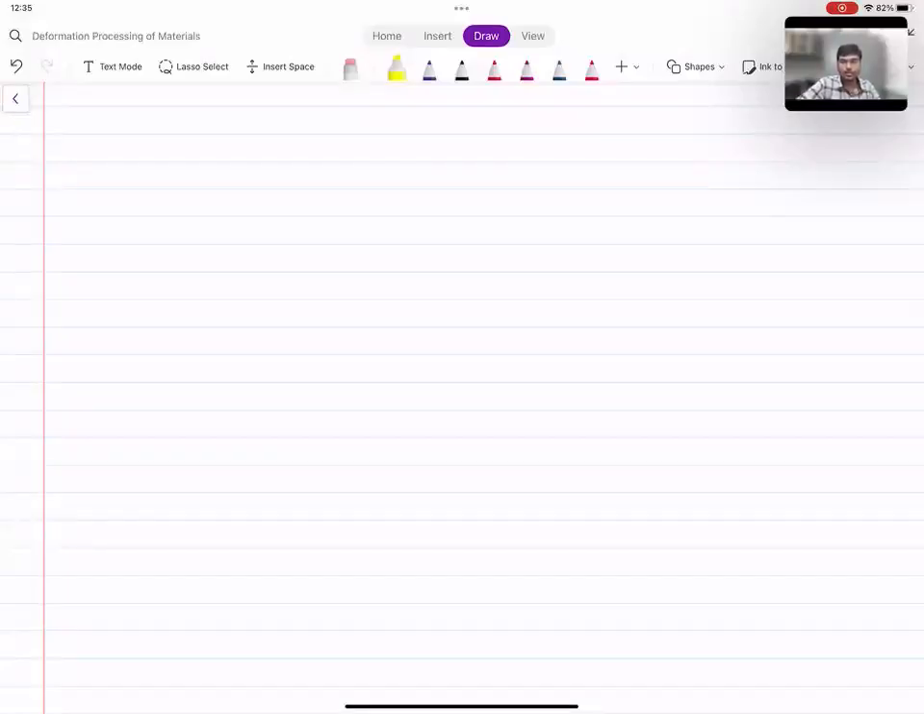Hello learners, welcome back to the course on deformation processing of materials. In the previous lecture, we had started the metal forming process known as drawing. In that process, we saw how the drawing operation or forming process is carried out. Then we saw the parameters like drawability, the limiting drawing ratio.